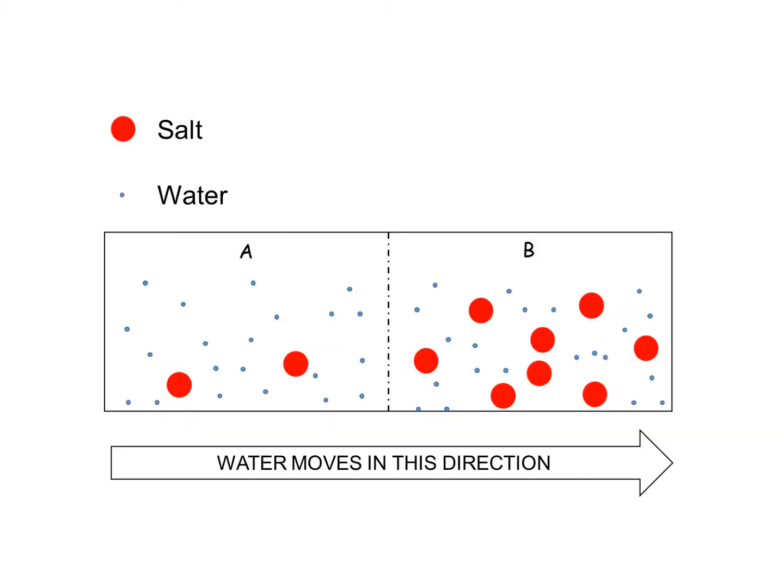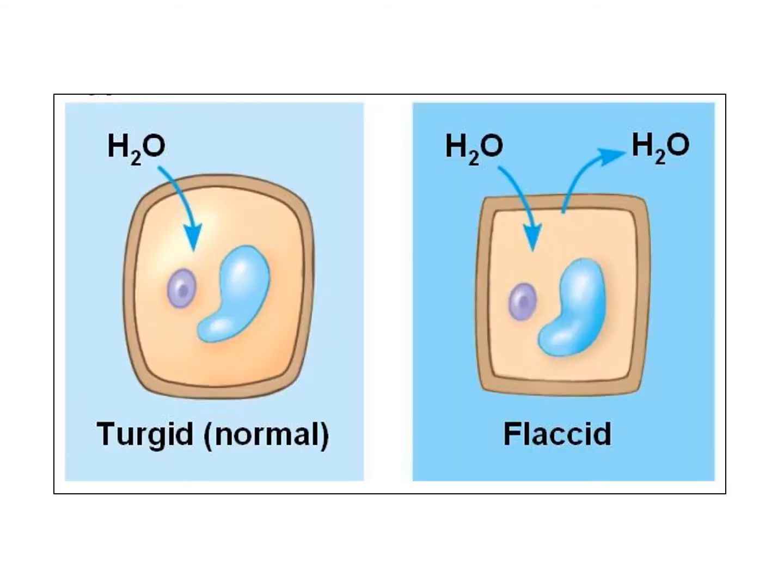Osmosis then describes the movement of water molecules from a dilute solution to a more concentrated one. This process always occurs through a partially permeable membrane, that is, one which permits the movement of small water molecules but prevents larger solute molecules from passing through. In biological systems, osmosis plays an important role in maintaining the shape and structure of cells.